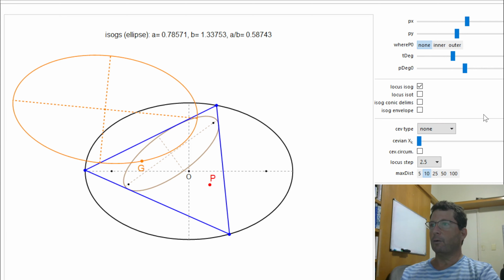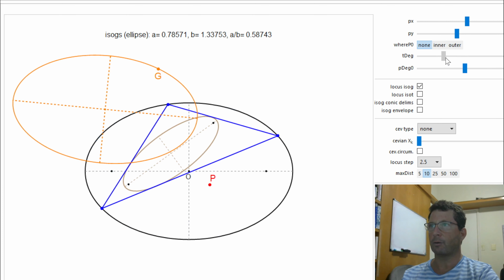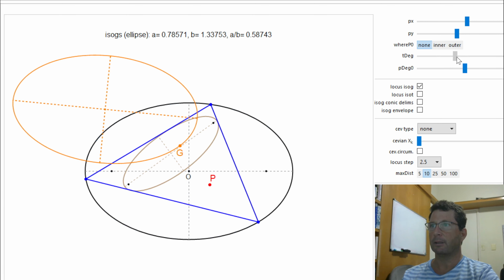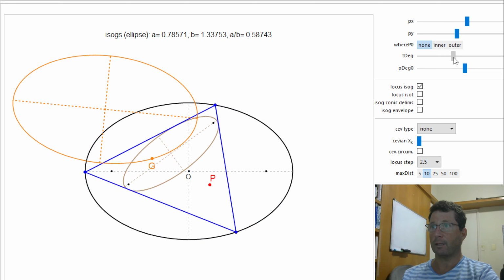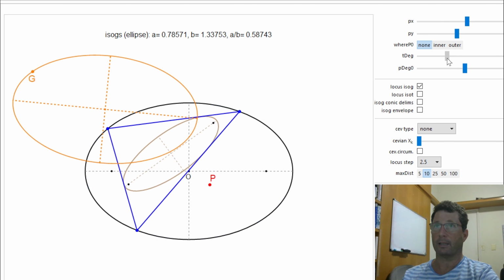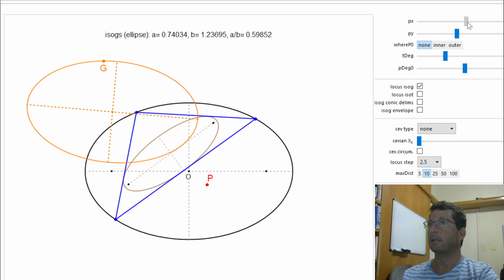So in the previous video, we were looking at the locus of the isogonal conjugate of a fixed point P over a family of Poncelet triangles interscribed between two ellipses, nested ellipses in general position. And what we were talking about was the fact that that locus over Poncelet was a conic. Now if I move P around, so let's go ahead and move P around.